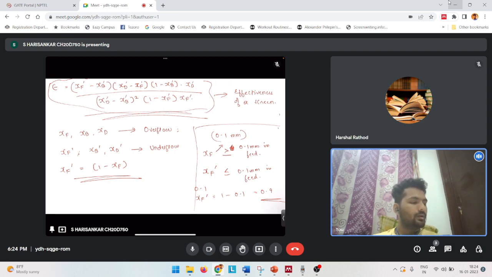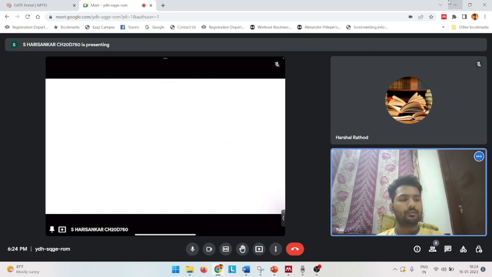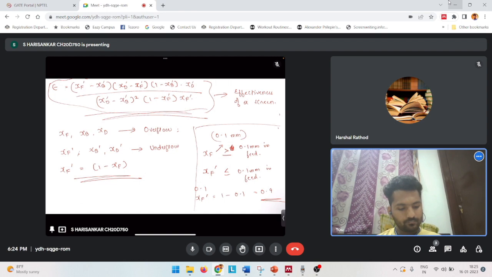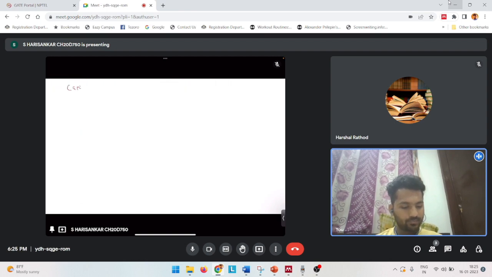Right. Just one more concept that I wanted to elucidate today: centrifugal separation.